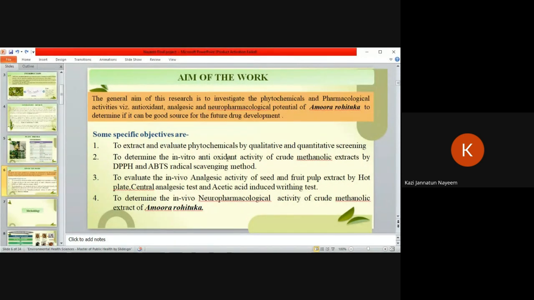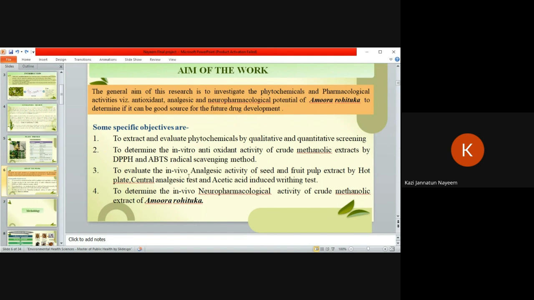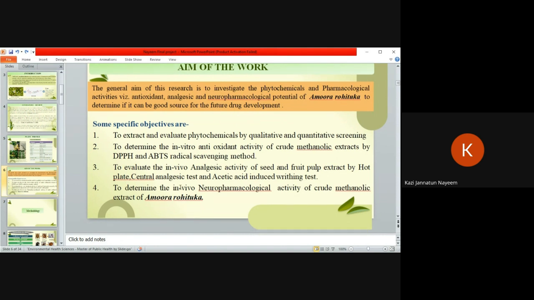This is also antioxidant activity. I evaluated it through these methods, DPPH and ABTS. It can also be evaluated by the peroxide method. I didn't mention it here; I only describe DPPH and ABTS. Also, I analyzed in vivo the analgesic activity of seeds and fruit pulp extract by the hot plate method, central analgesic test, and acetic acid induced writhing test. Also, I evaluated the neuropharmacological activity of the crude methanolic extract.